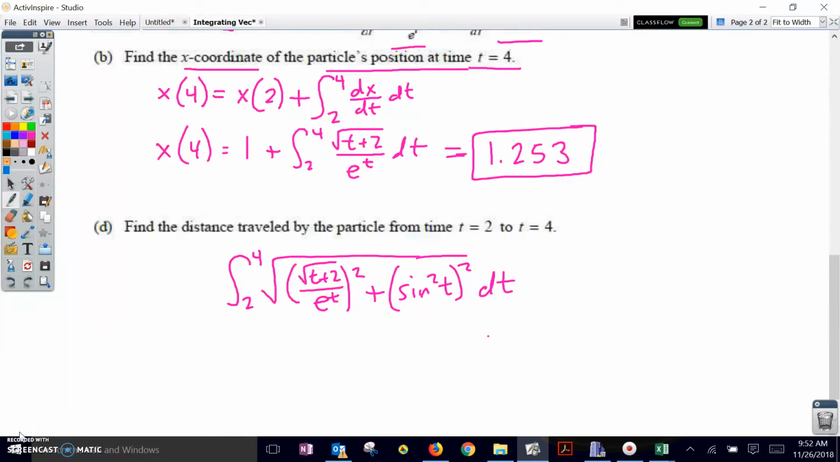Sorry about that. I don't know if you heard that. I got a phone call there. We end up with 0.651, that very loud ringing in the background. We end up with 0.651 for the total distance traveled.